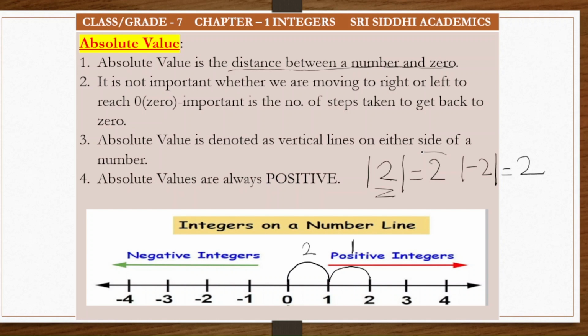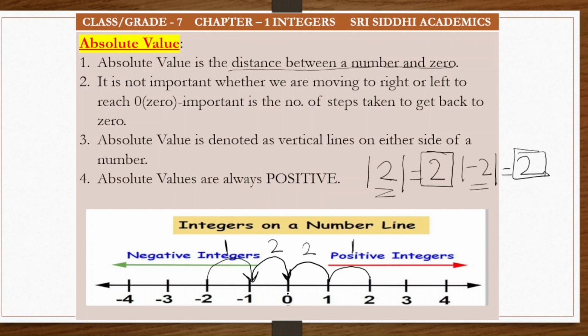Now similarly, I have given -2 in this question. From -2, let's retrace back to 0. So you move from -2 to -1, one step, and then the next step to finally reach 0. So one step here and a second step here. So my absolute value of -2 is 2. Again, you made 2 jumps to reach 0 on the number line. So that is what absolute value is.